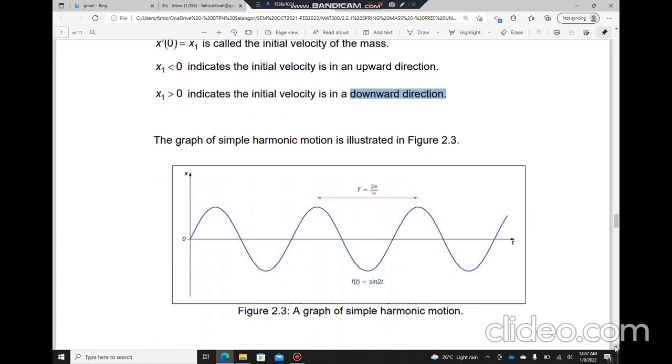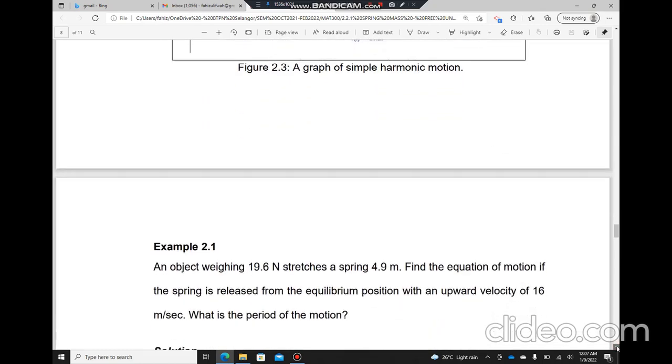Okay, the graph of simple harmonic motion is illustrated in figure 2.3. So yang ni lah graph untuk simple harmonic motion. So kita ada T equals to 2 pi over w. So maksudnya nilai dari puncak yang ni ke sini, yang tu adalah period. Okay, then kita ada juga function f(t) equals to sin 2t, a graph of simple harmonic motion.